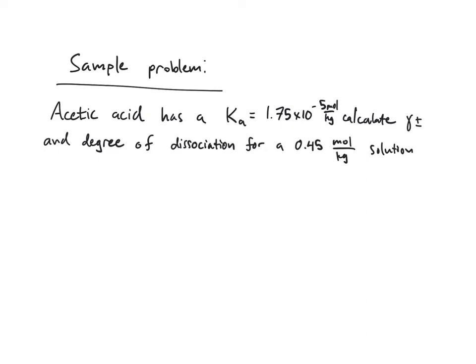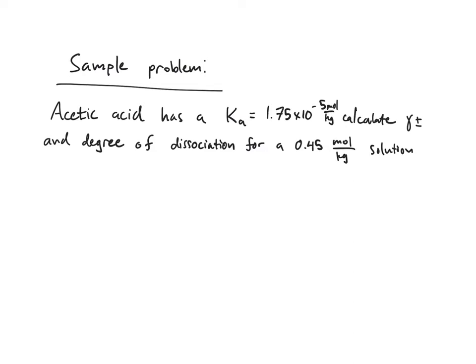All right, on this slide, we're going to do a sample problem involving the dissociation constant of a weak acid as well as that activity coefficient that we obtained using the Debye-Huckel theory. Okay, so here's our problem. Acetic acid has a dissociation constant equal to 1.75 times 10 to the negative fifth moles per kilogram. Calculate this gamma plus minus and degree of dissociation for a 0.45 mole per kilogram solution of acetic acid.